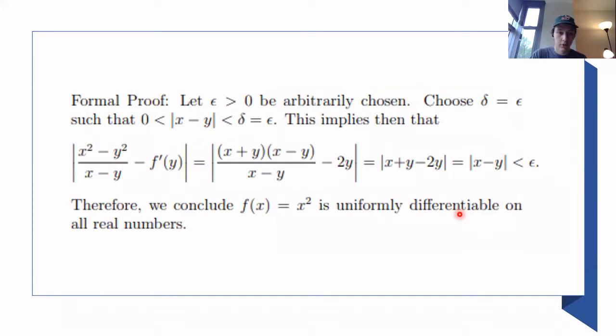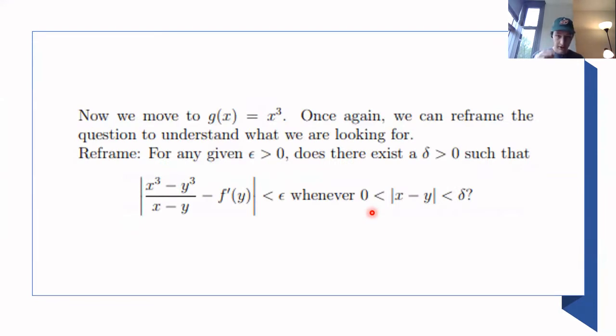And you see with our formal proof, we simplify down and see that this is less than epsilon for arbitrary epsilon. So we conclude that x squared is uniformly differentiable on all real numbers. Move to x cubed now.